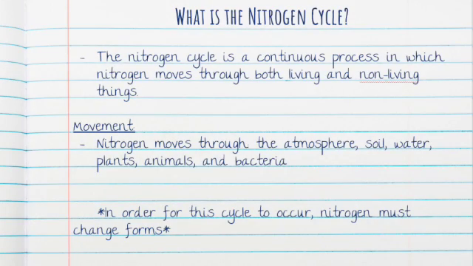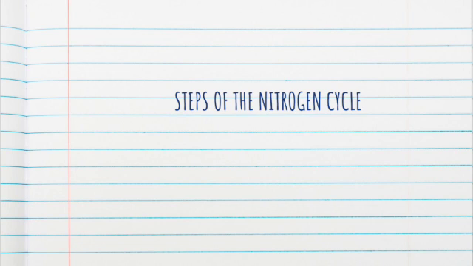So what is the nitrogen cycle? The nitrogen cycle is a continuous process in which nitrogen moves through both living and non-living things. Nitrogen moves through the atmosphere, soil, water, plants, animals, and bacteria. In order for the cycle to occur, nitrogen must change forms. Steps of the nitrogen cycle.